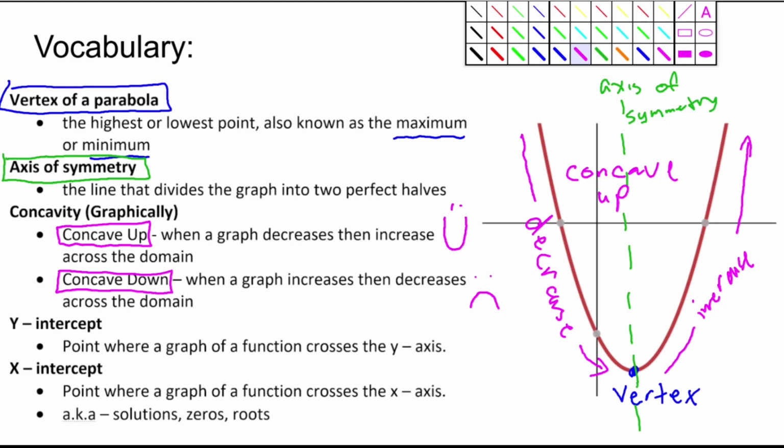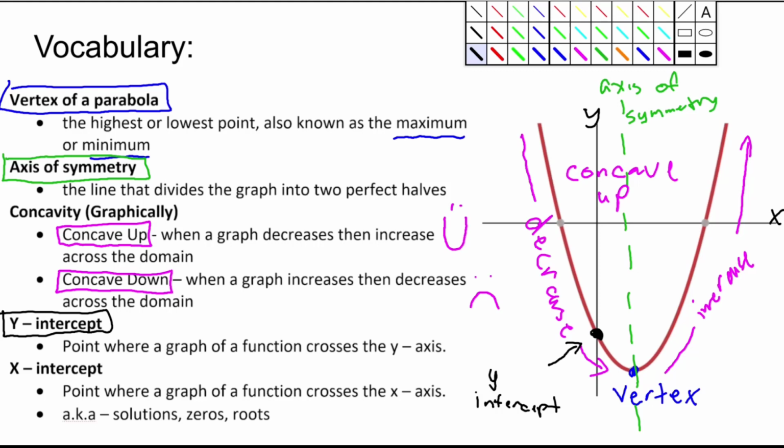Something from earlier in math that we should know is our y-intercept. The y-intercept is a point where a graph of a function crosses the y-axis. So remember, this is the x-axis and this is the y-axis. So a y-intercept is just this point. That will be very important. So let's write that in. Y-intercept. When we're looking at graphs, we're going to want to find those all the time.